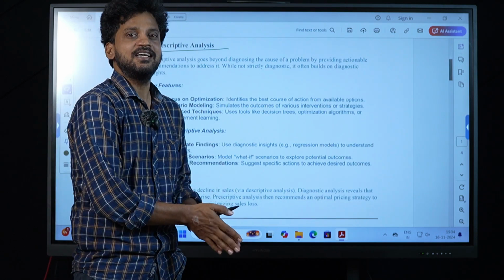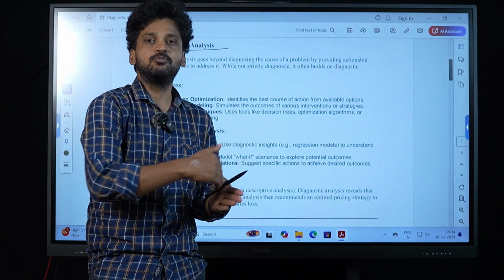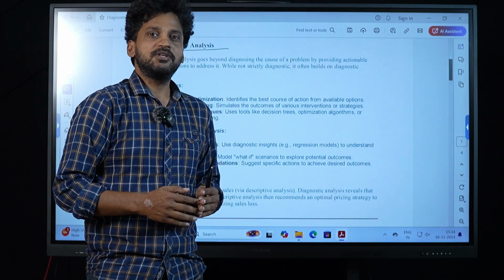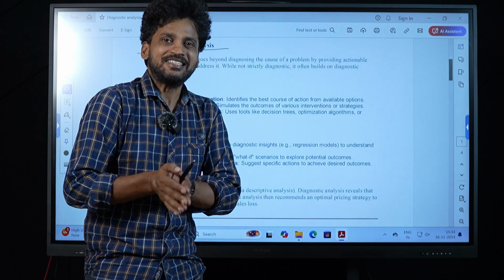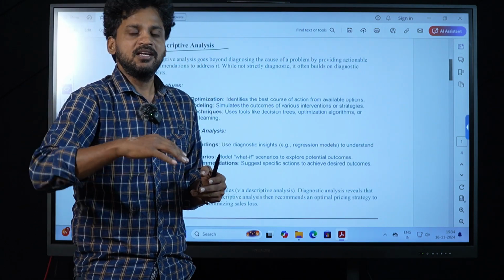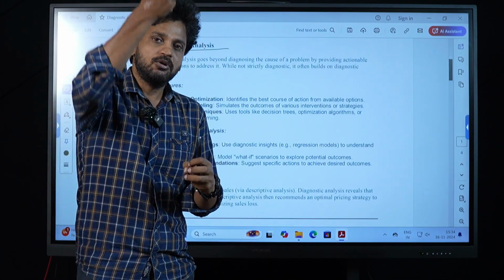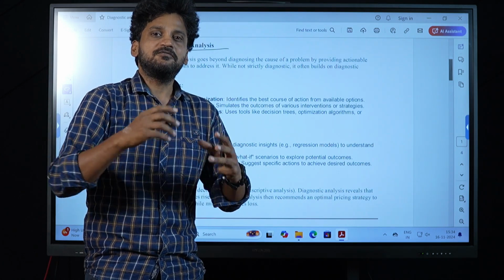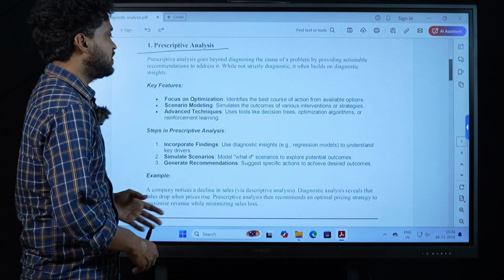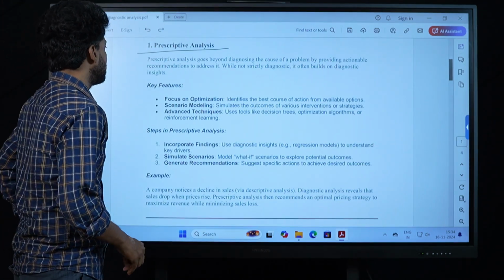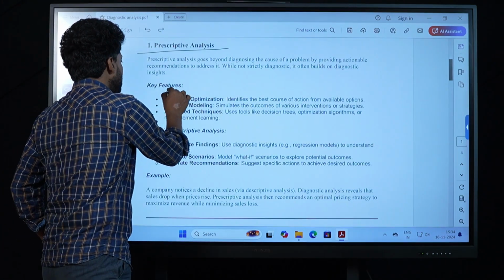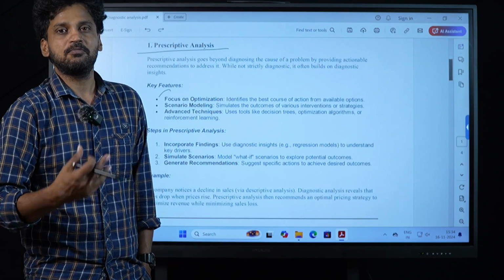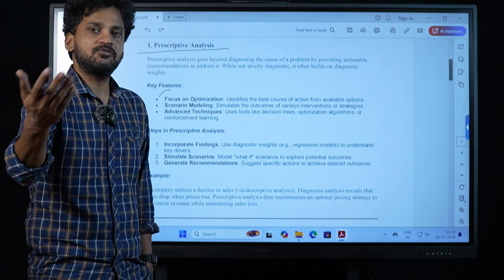For instance, currently the stock price is at 20 rupees. The company is analyzing the stock price, and right now the stock price is equal to 20 rupees. Now in the near future, how would we be able to increase the stock price? What should be the prescription for this? That will be described by the prescriptive analysis. First of all, in prescriptive analysis, we are going to focus on optimization. How would I be able to optimize the stock price? It may be 22 rupees or 24 rupees.